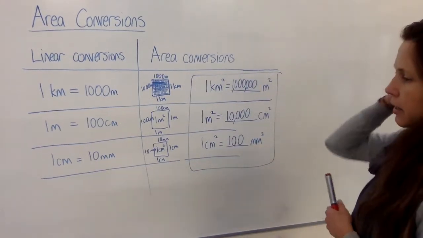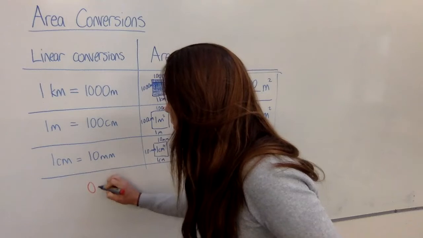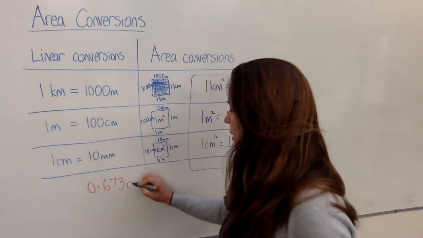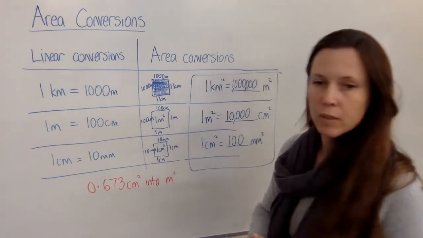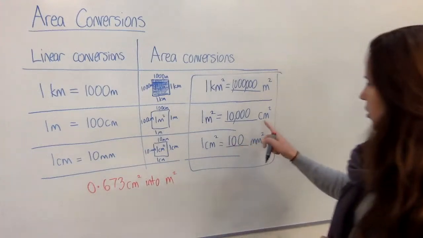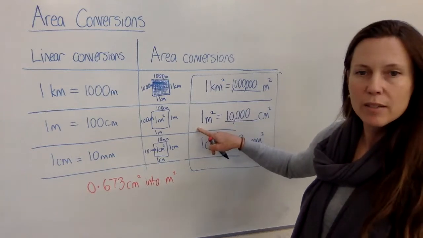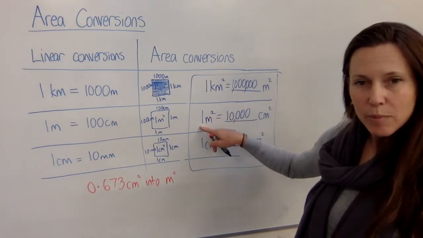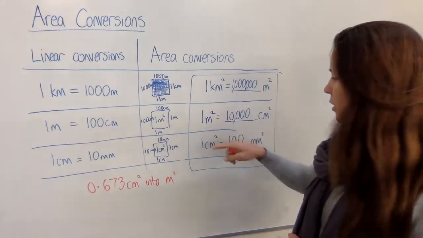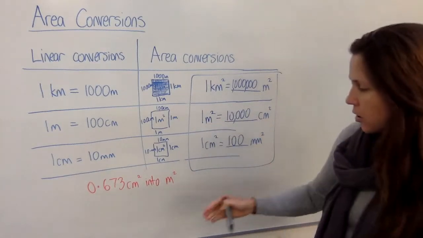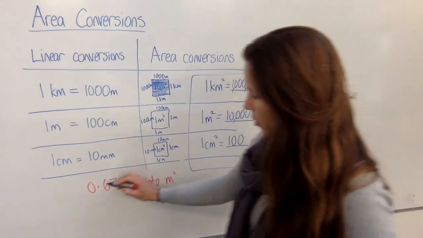Take a different colour. Let's say I ask you to convert 0.673 centimetres squared into metres squared. All right, centimetres squared into metres squared. Have a look at your conversions. How do you go from this number to this number? Oh, it has to get a lot smaller, doesn't it? How much? It has to get 10,000 times smaller, or you have to move the decimal point 4 places to the left to go from centimetres squared to metres squared. So that tells us that we need to take the decimal point here and move it 4 places to the left. Let's have a go.